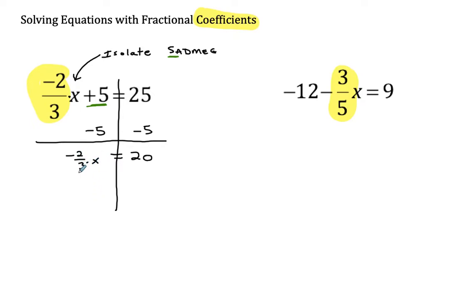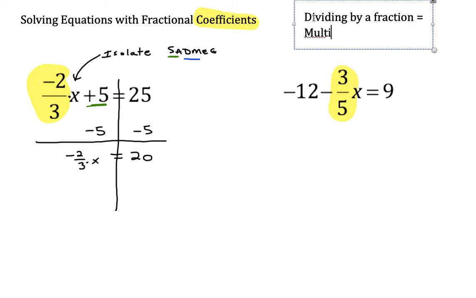Now I've got negative 2/3 multiplying this x is equal to 20. So looking at SADMEG, the next step would be to divide the multiplication. But the thing that's being multiplied is a fraction. Oh no! Fear not, though. Instead of panicking, we're going to remember that dividing by a fraction is the same as multiplying by its reciprocal. Let me say that again. Dividing by a fraction is the same as multiplying by its reciprocal.